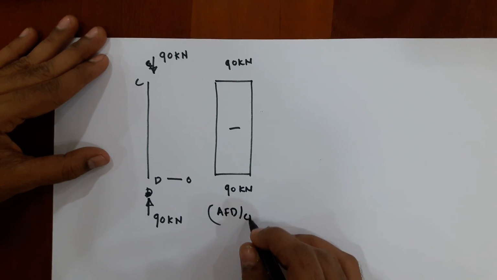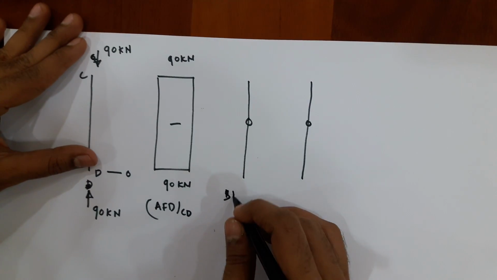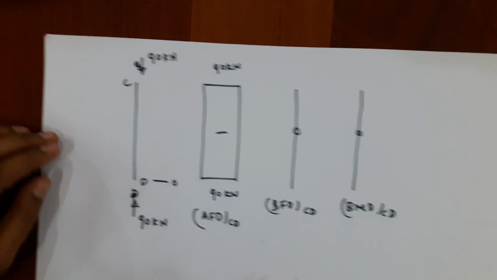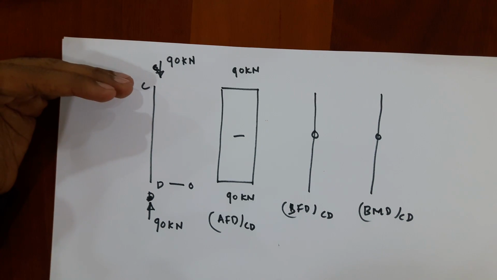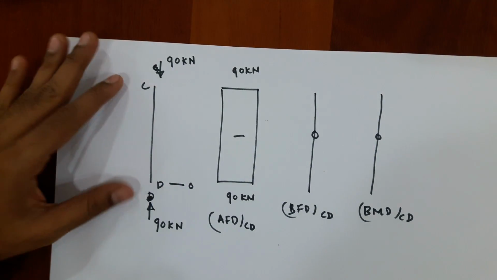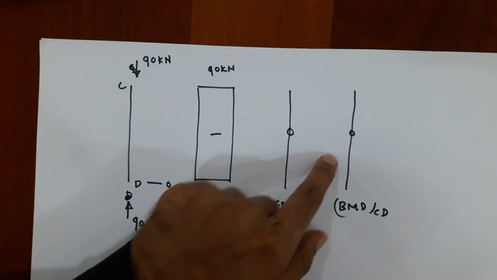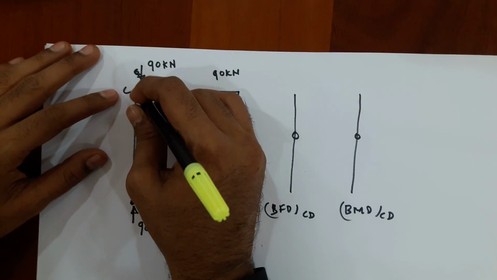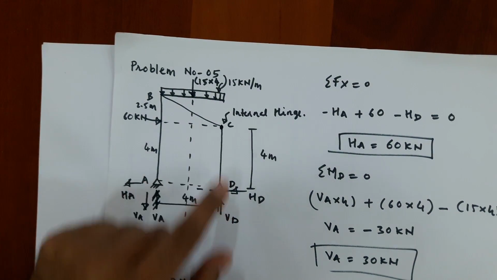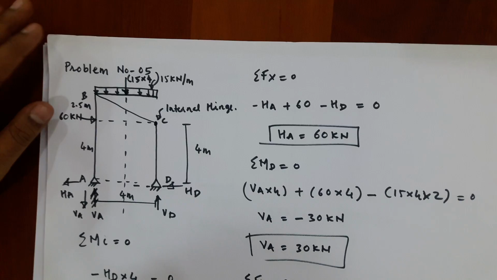AFD for member CD. Shear force is 0, even bending moment is 0. Shear force diagram and bending moment diagram for member CD, because you do not have any perpendicular forces for this member so as to create shear. So that's the reason shear force will be 0 for this member, even bending moment will be 0. At C you have an internal hinge, at D you have a hinge support, so at C bending moment is 0, at D also bending moment is 0. Okay, so thanks for watching this video.